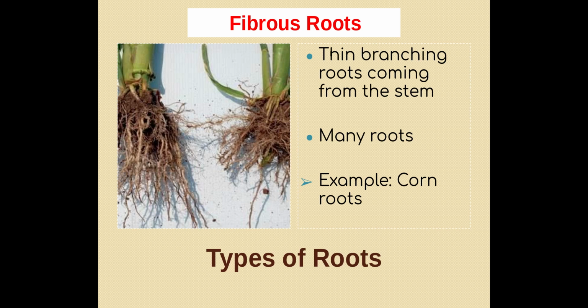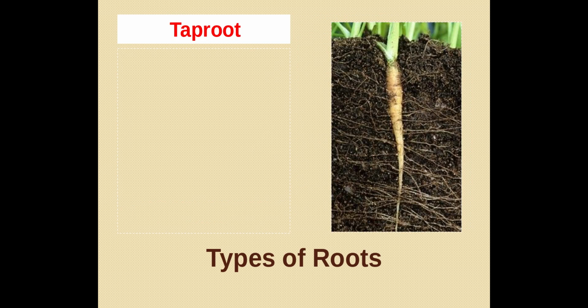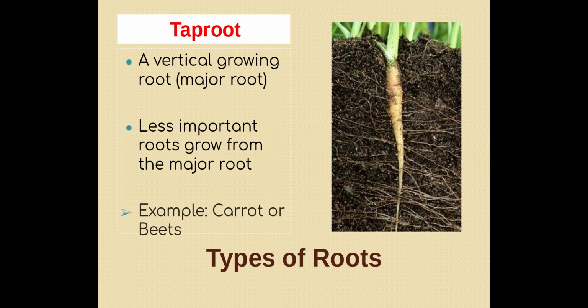All right, for question number 3, what are the characteristics of a taproot? So the next one we're going to talk about is the taproot. So this is a vertical growing major root. It is one vertical, meaning up and down, root. What they tend to grow off of them is less important roots, though they're just as important really, we call them secondary roots.